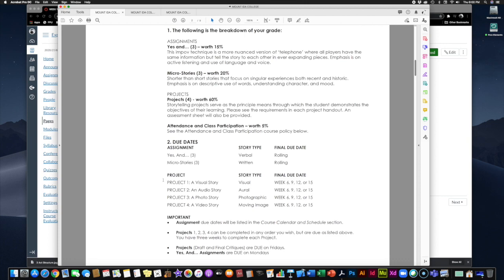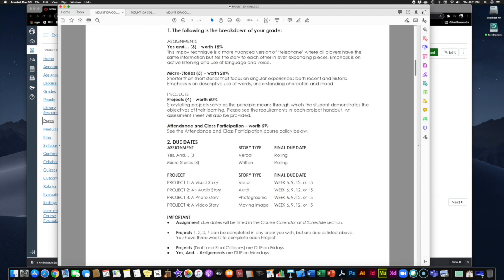But when you look at this list, I don't want you to start thinking, oh boy, I got to get all this extra stuff. No, you do not. You don't have to spend a dime in this class. We have everything we need. So again, you're making a visual story, an audio story, a photo story, and a video story.